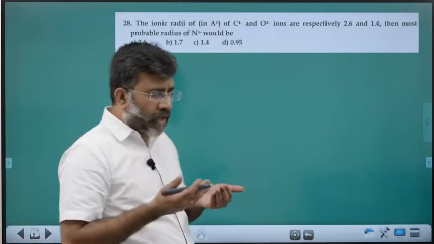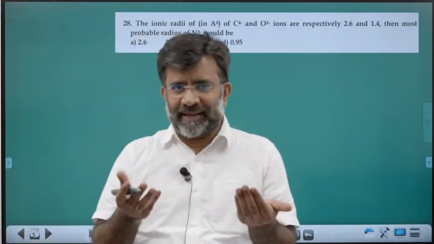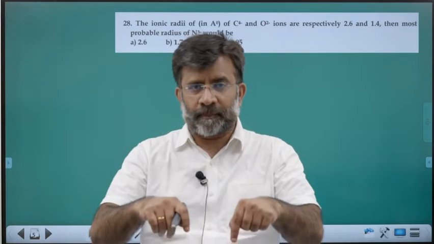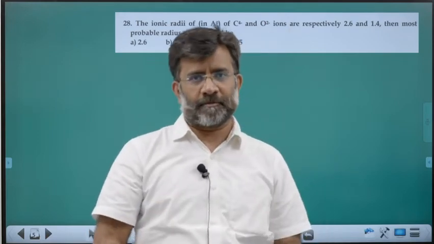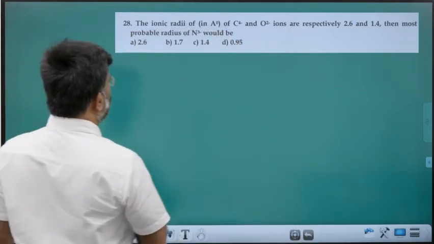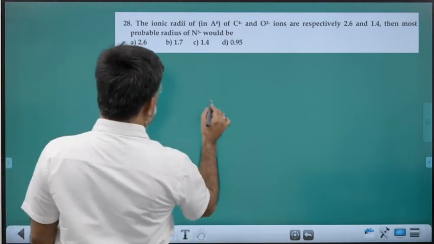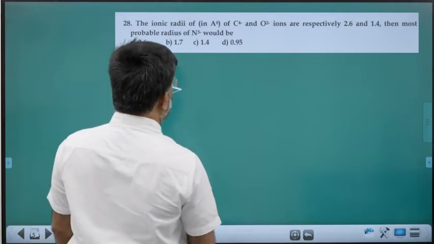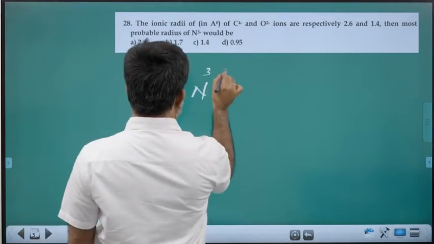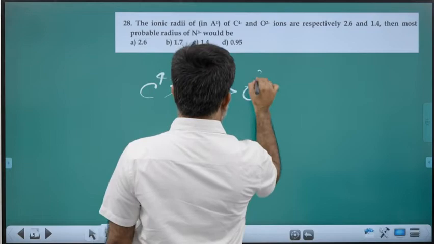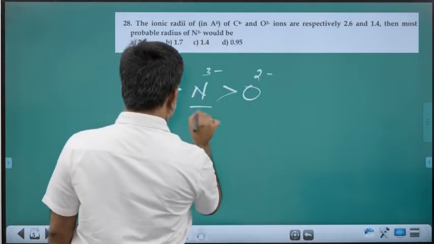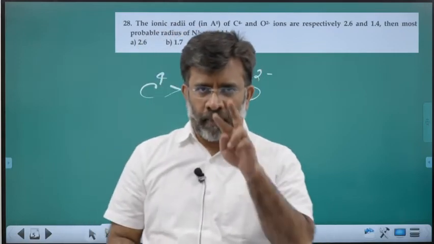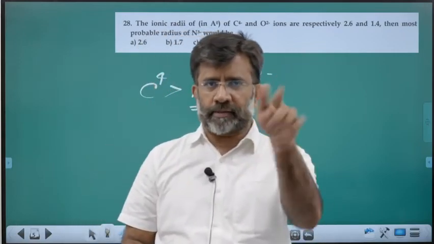Higher the minus charge, lower the effective nuclear charge, so the size will be greater. So the order of size will be C4− maximum, then N3−, then O2−. The size of N3− will come between that of C4− and O2−.